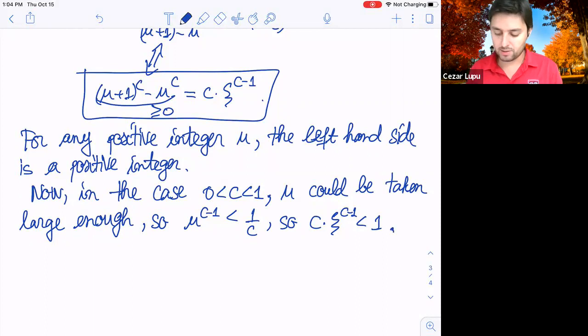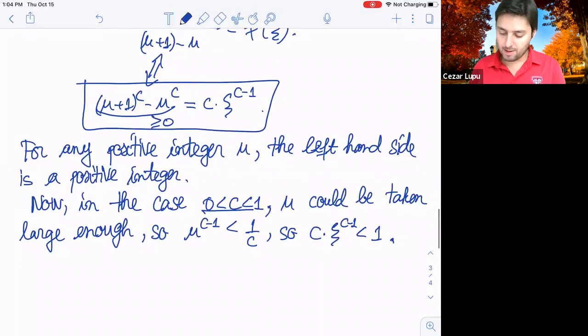But that's a contradiction. So this case is not good. You see, because this guy is less than 1, but also is a positive integer. So can you tell me a positive integer which is between 0 and 1, and not 0 and 1? Well, there is none. So this means that c is greater or equal than 1.